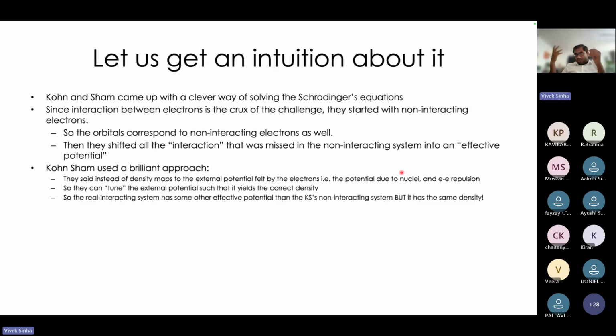The other way is also true. If you tune the external potential, then you can get the electronic density. So what you say is that I'm going to work with a non-interacting system, which has the same density as the interacting system. I'll let it sink in a little bit. I don't suppose that you will be able to grasp all of it in one go, but keep exposing yourself to it and eventually you will understand how brilliant their approach was and how it really bypassed a very important challenge and helped us solve chemistry.